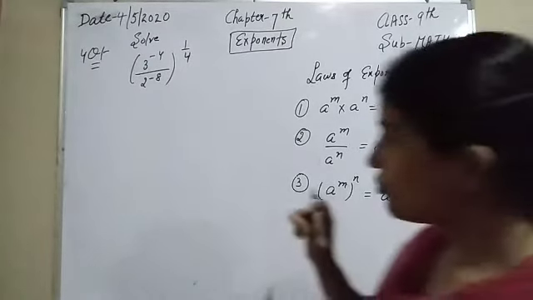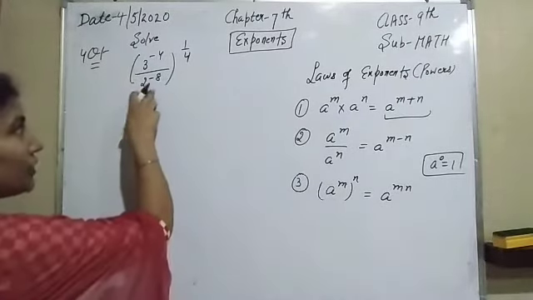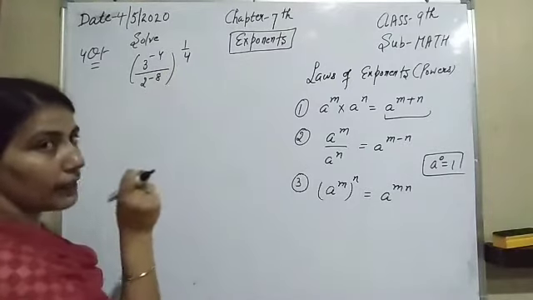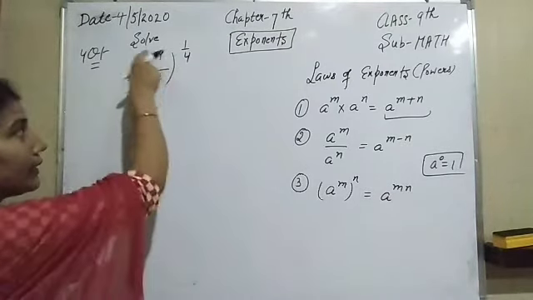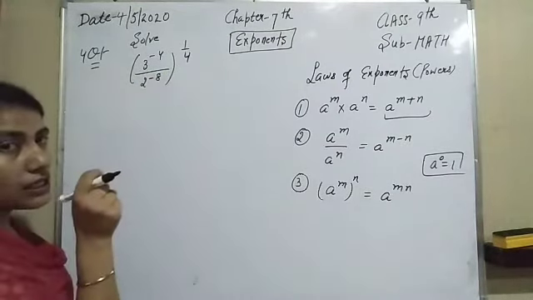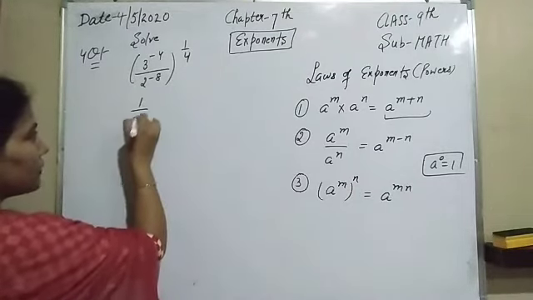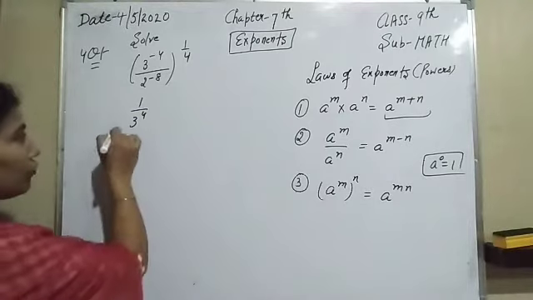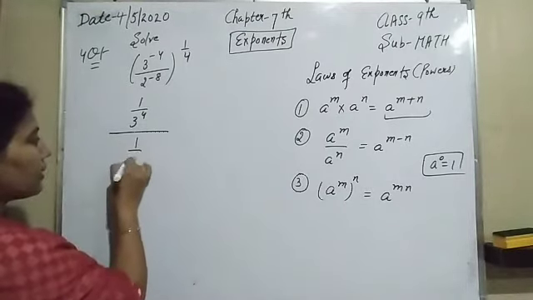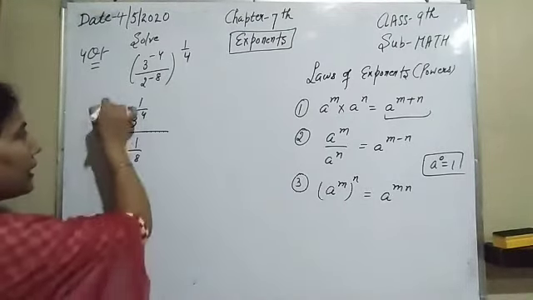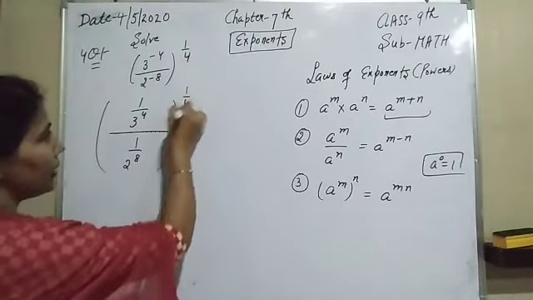We have to solve 3 raised to power minus 4 over 2 raised to power minus 8, whole raised to power 1 by 4. Firstly, we have to make its power positive by taking its reciprocal. Now 3 raised to power minus 4, we have to make it positive. We can write it as 1 over 3 raised to power 4, and in a similar way it can be written as 1 over 2 raised to power 8, and its whole power is 1 by 4.